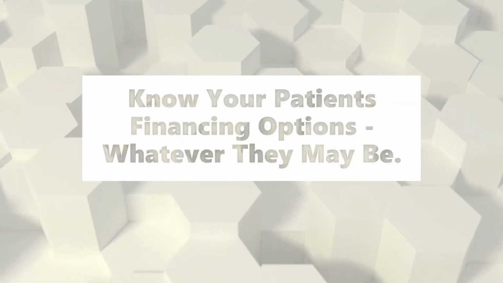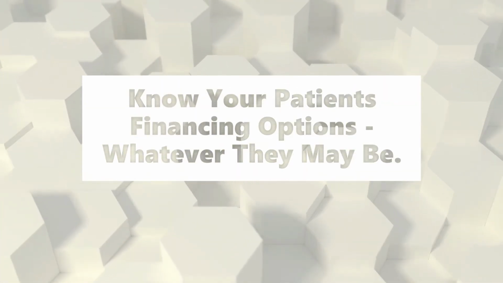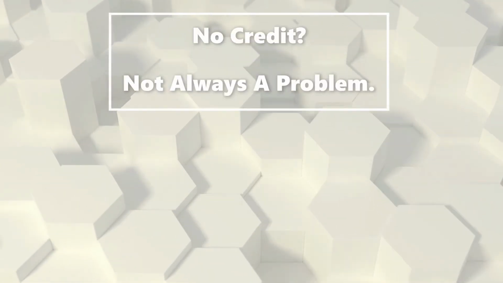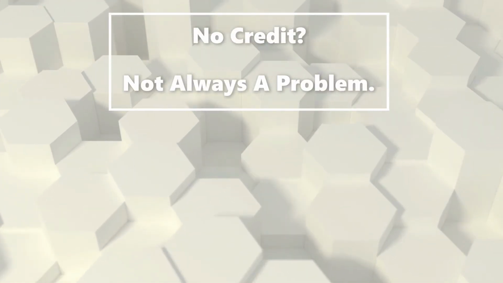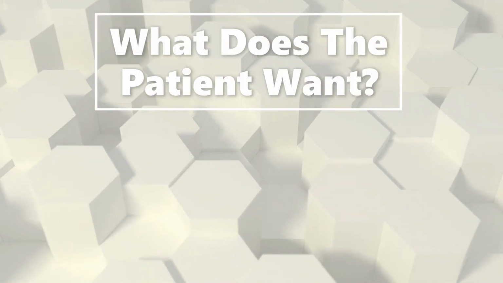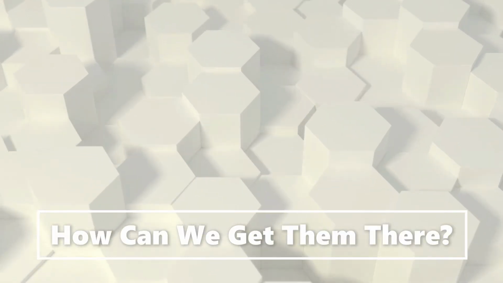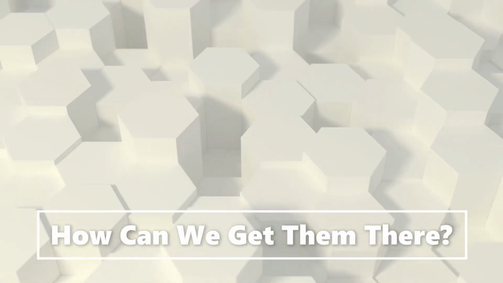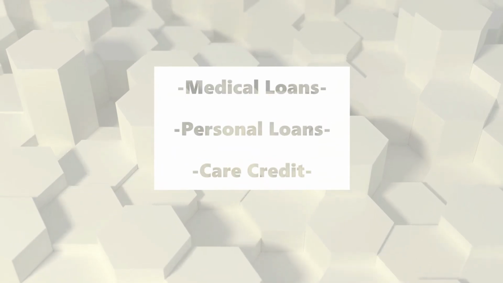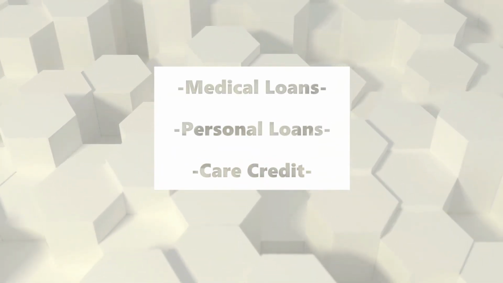Be well-versed in your office's financing options, if any, and also be thoughtful of out-of-house financing options. Poor credit or no credit no longer means that a patient cannot complete the treatment they desire. The key to treatment acceptance is figuring out what a patient wants and using your resources to help them get there. Credit unions give awesome interest rates on medical loans. Loan businesses like One Main Financial allow patients to use property as collateral.